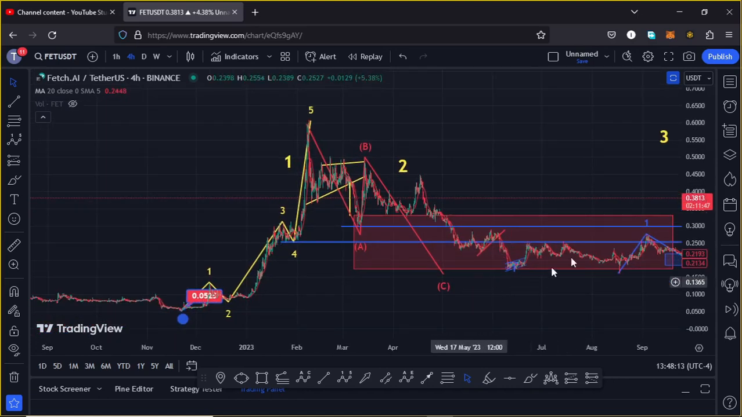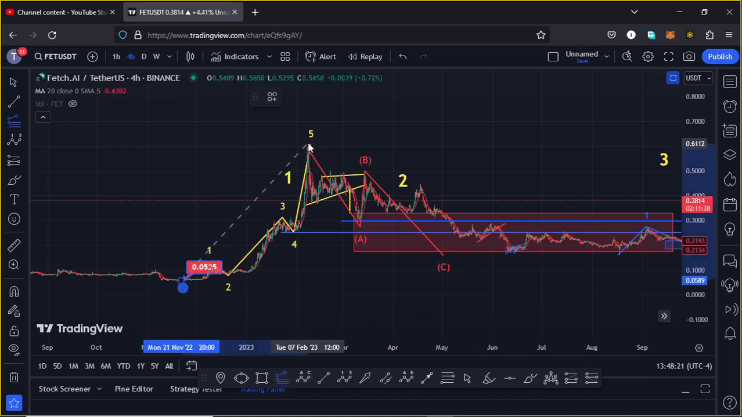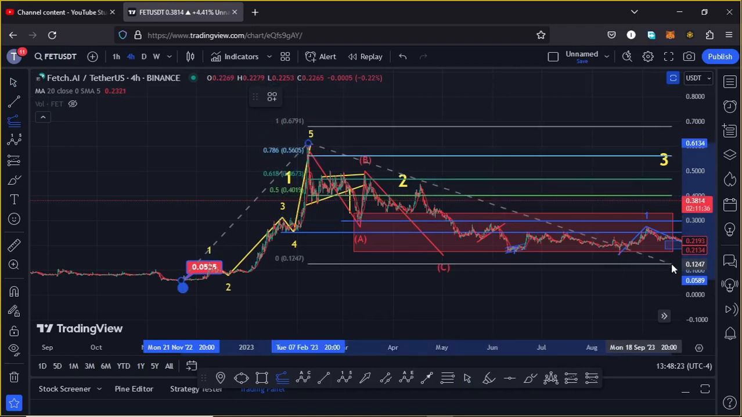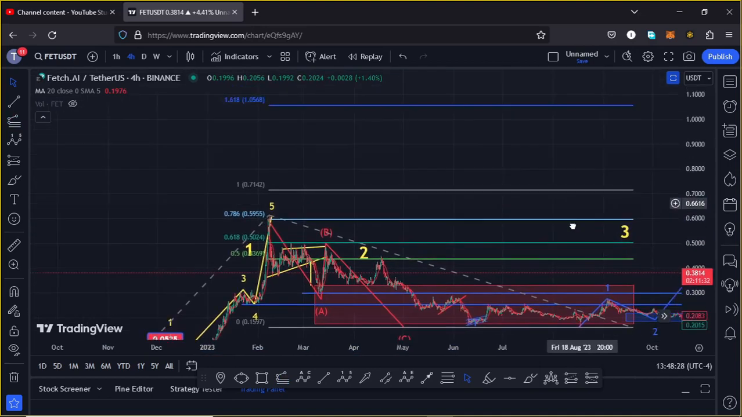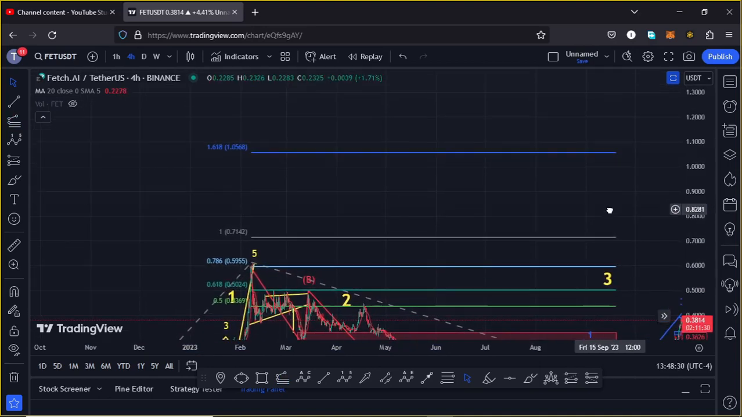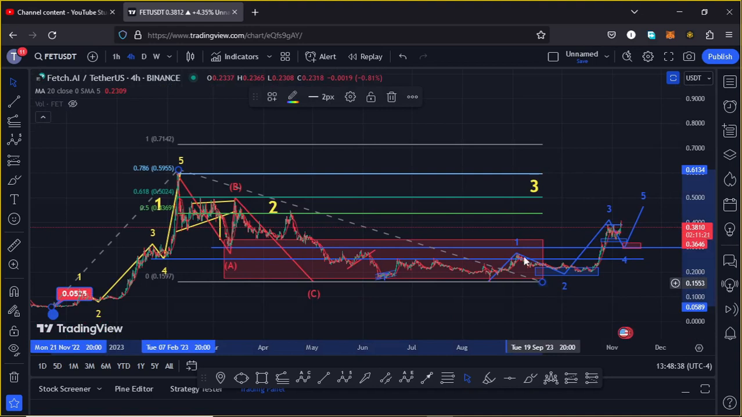The minimum target areas for the wave 3 can be given by connecting the trend-based Fibonacci from the low of the first wave to the high of that wave 1, then dragging the fibs to the low of the second wave, giving me a minimum target area at the fib level 1.618, and that is above the $1 mark, which is the minimum that we can expect that wave 3 to do to the upper side.